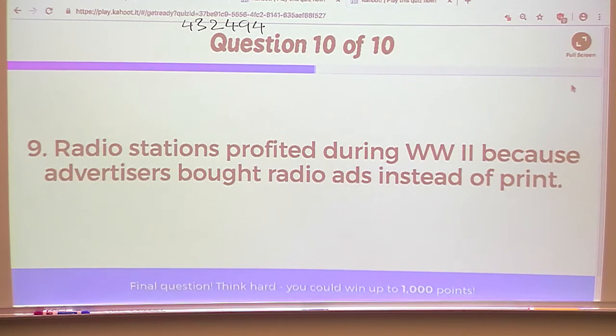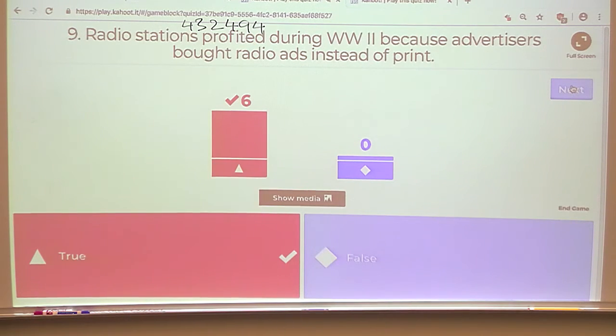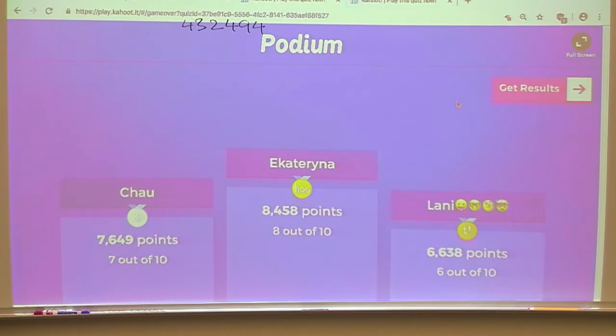Radio stations profited during World War II because advertisers bought radio ads instead of print. And so that is true. Newsprint was rationed in the Second World War, which meant that newspapers couldn't print as many editions as they wanted to. It meant that their circulation went down. They didn't have as large an audience, and so they started to lose out to radio, which didn't have a scarce resource in terms of newsprint. So radio won out in the Second World War.